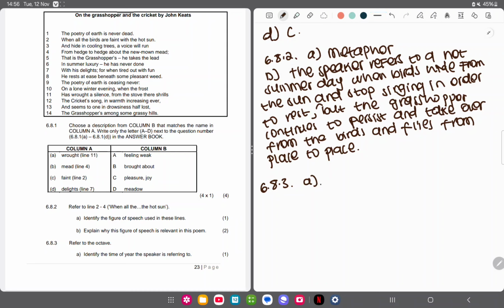When all the birds are faint with the hot sun and hide in cooling trees, a voice will run from hedge to hedge about the new moon made. That is the grasshopper's. He takes the lead. In summer luxury he has never done with his delights, for when tired out with fun, he rests at ease beneath some pleasant weed.